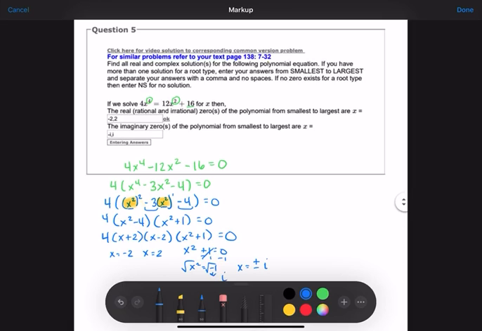And so if I look up here, it's asking for the real and the imaginary zeros. So these over here are my real zeros, so I plugged those in, negative 2 and 2. And then my imaginary zeros are over here because i is an imaginary number. So I have i and negative i, and that's it.